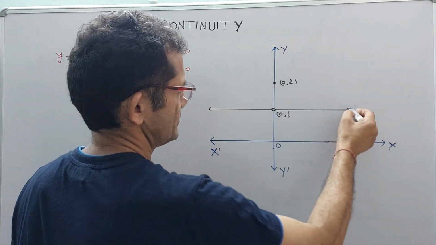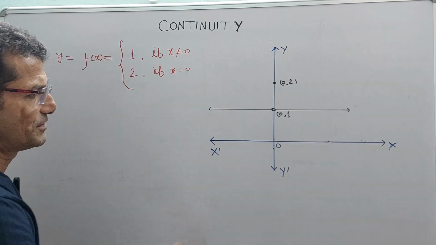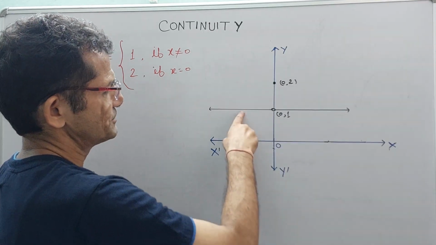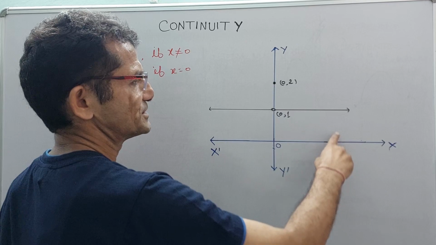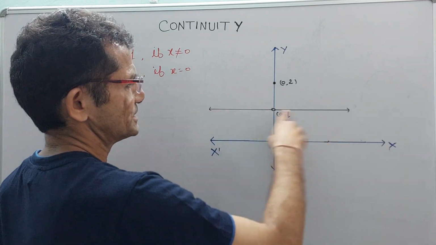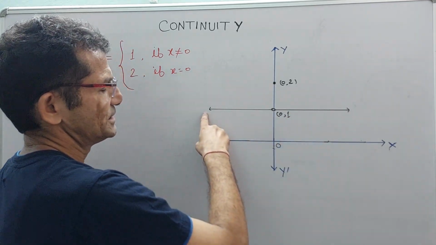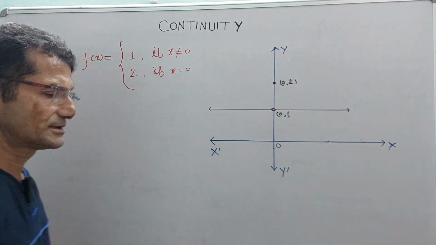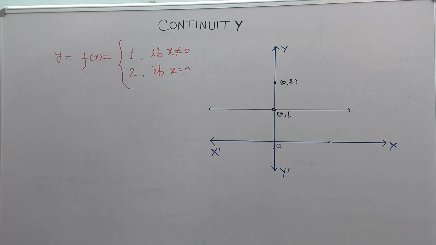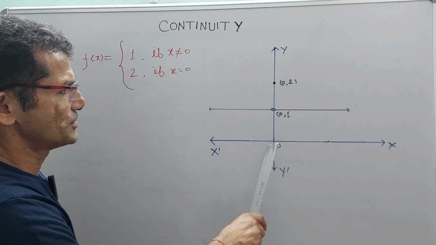So this is the graph. For all values from minus infinity to 0, its value is 1, and from 0 to infinity the value of f(x) is also equal to 1. So that's why this line, from here to here and from here to here, is parallel to the x-axis. Let us discuss whether the function is continuous at x equal to 0 or not.